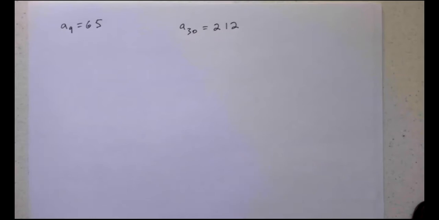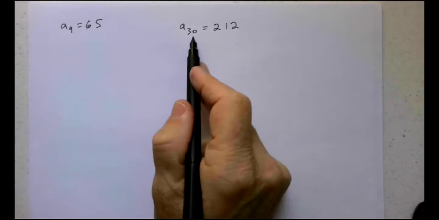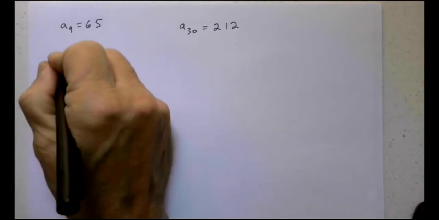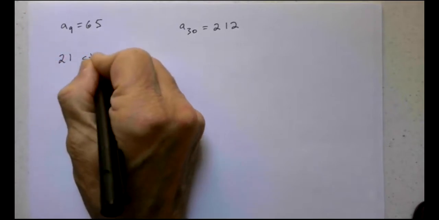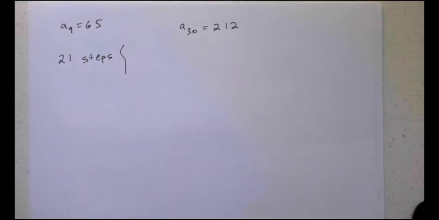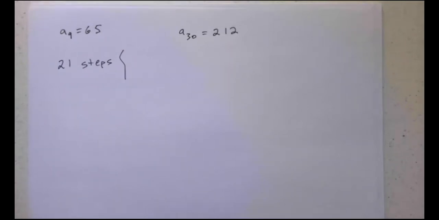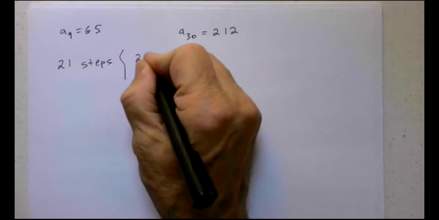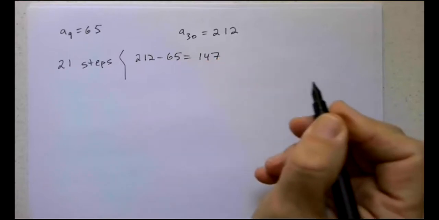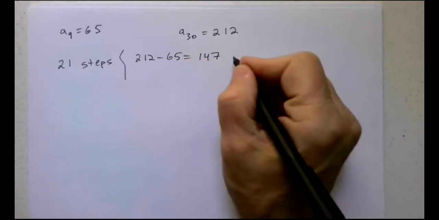Now there are formulas you can use, but I think it's simpler to think of it this way. To get from the 9th position to the 30th position, how many steps do we take? 30 minus 9, 21 steps. Now how much distance do we cover? From 65 to 212, so think of them as mile markers on the highway. From mile marker 65 to mile marker 212, 212 minus 65 is 147. So in essence, we covered 147 miles, or 147 is our distance.